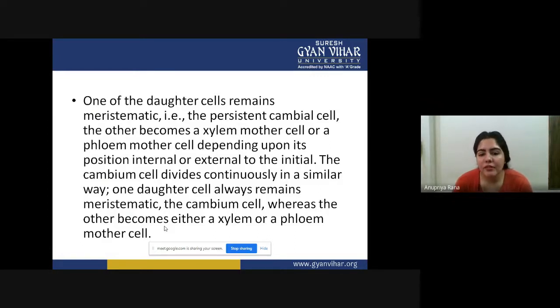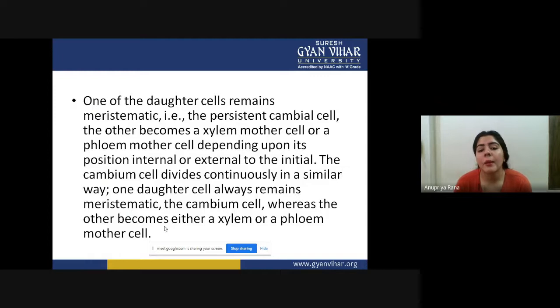The cambial cell divides continuously in a similar way. So what happens when this persistent cambial cell becomes a xylem mother cell and a phloem mother cell, developing into positions internal and external to the initial? Before they convert into secondary xylem cells or secondary phloem cells, they make a xylem mother cell and a phloem mother cell. Only the xylem mother cell and the phloem mother cell can give rise to the secondary xylem and secondary phloem. Not directly the cambium cell. What gives rise to secondary xylem and phloem?